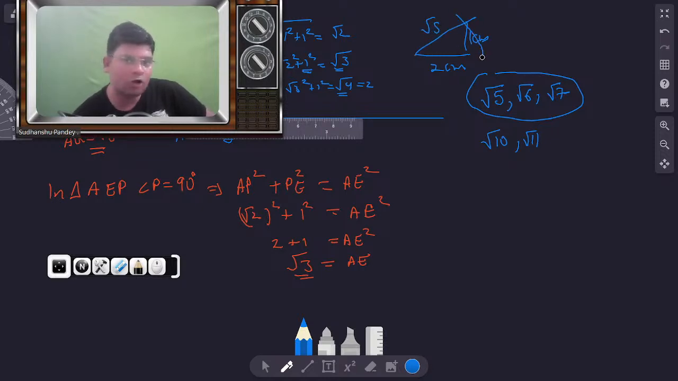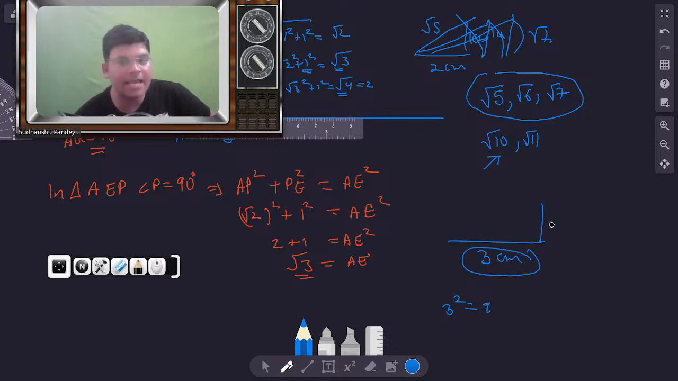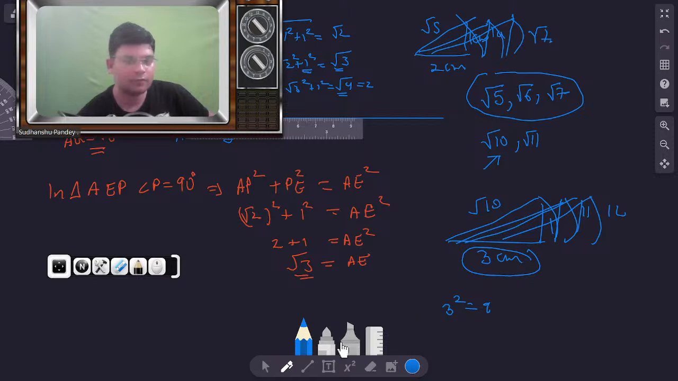The moment you draw root 5, again 1 centimeter, root 6, again 1 centimeter, root 7. समझ में आ रहा है? रूट 10 के लिए 3 सेंटीमीटर लाइन, because 3 square is how much? 9. सो यहां से 9 आएगा, यहां से 1 आएगा. 9 प्लस 1 कितना हो गया, अंडर रूट 10. Then again a line, then again under root 11, then again under root 12. समझ में आ रहा है?